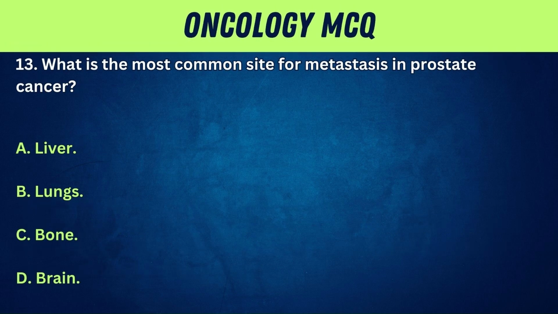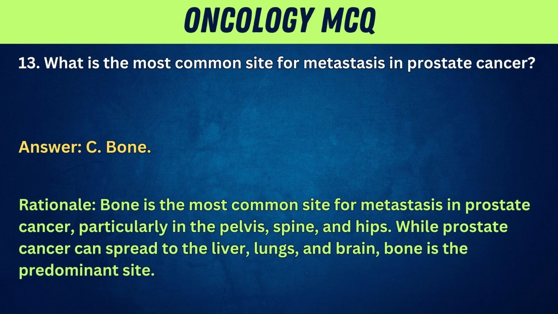13. What is the most common site for metastasis in prostate cancer? A. Liver. B. Lungs. C. Bone. D. Brain. Answer: C. Bone. Rationale: bone is the most common site for metastasis in prostate cancer, particularly in the pelvis, spine, and hips.